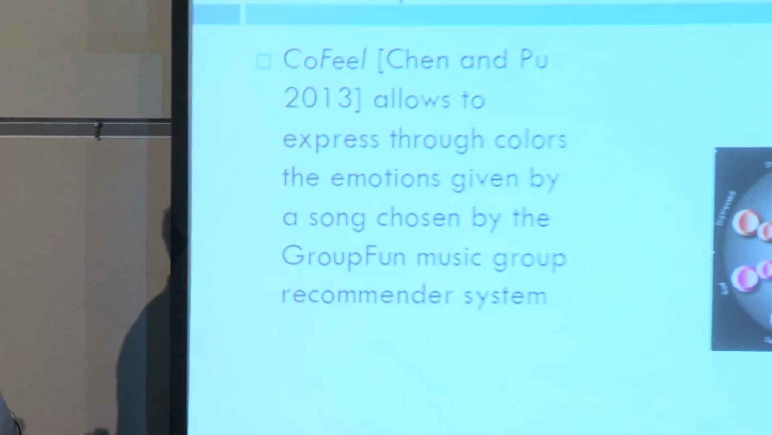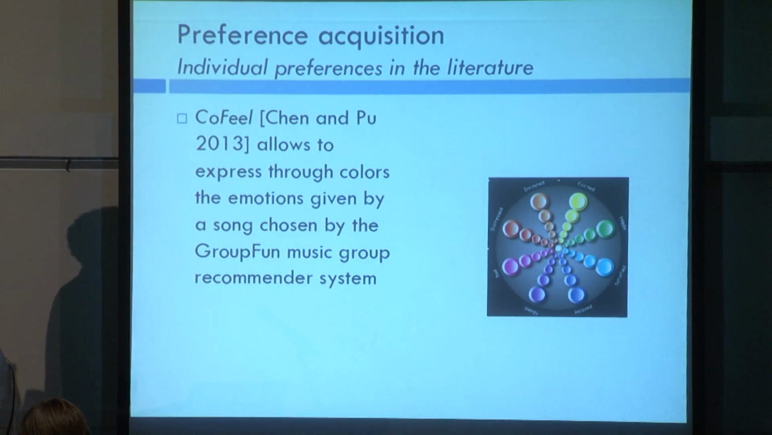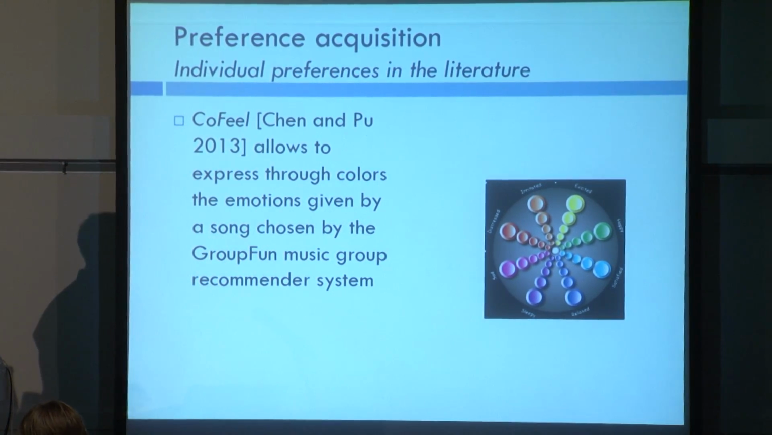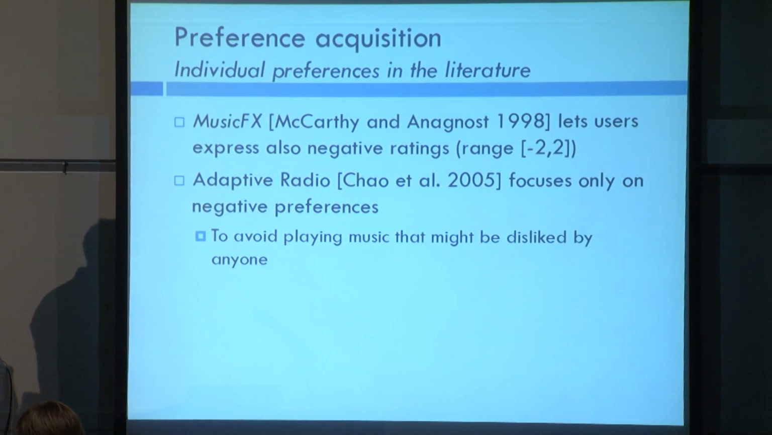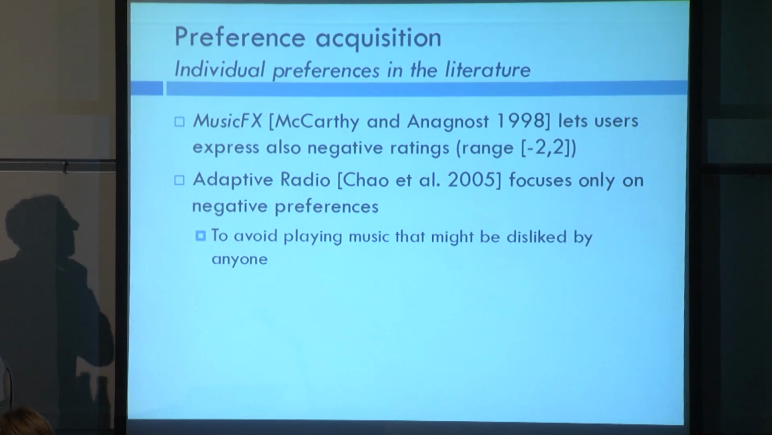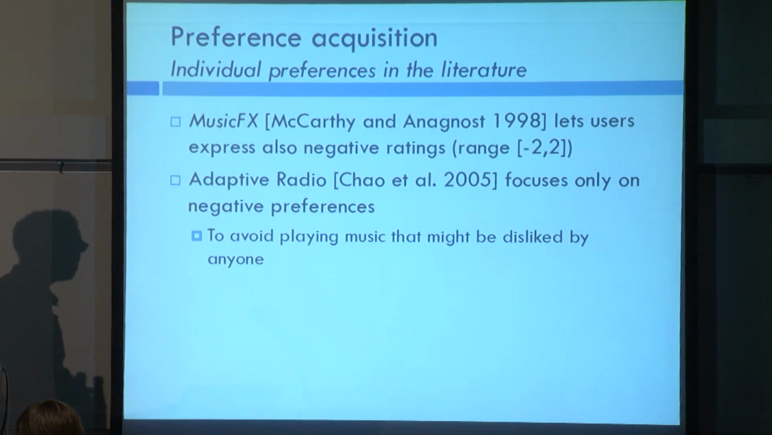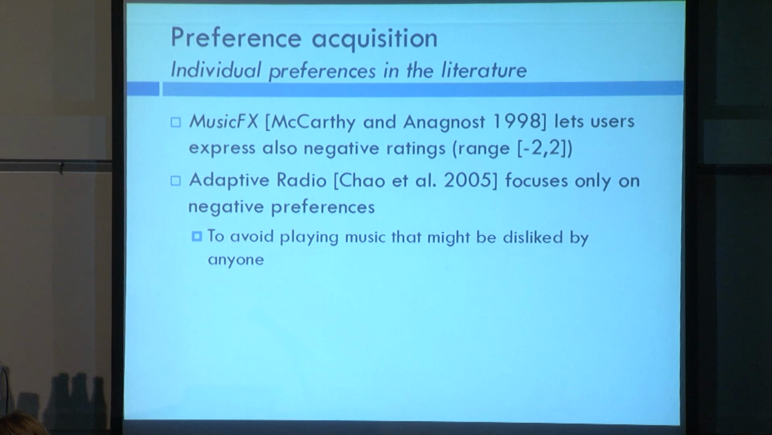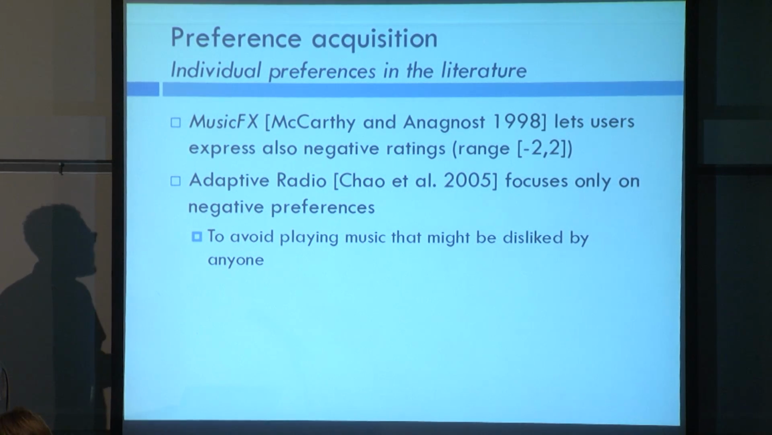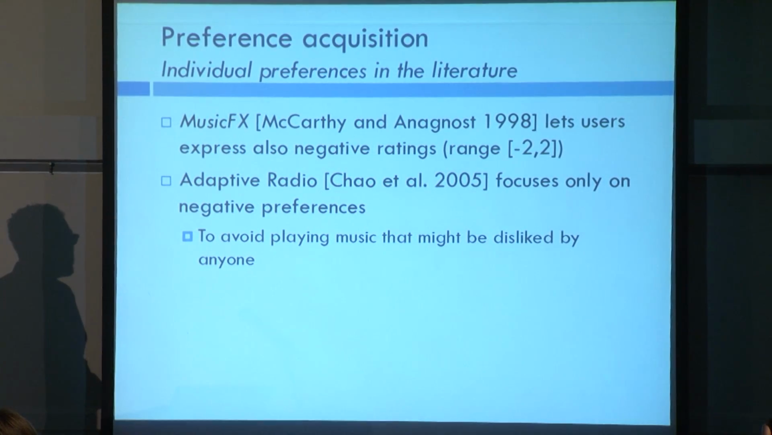So here you can see that each user has a set of emotions he can express, and he can also express the intensity, so if the song makes him feel agitated or excited or happy or whatever. Another particular example of individual preferences is Music Effects, which lets users also express negative ratings. So the users can express preferences in a range from -2 to 2. Or Adaptive Radio, which makes an even stronger assumption and considers only negative preferences to avoid playing music that might not be liked by someone. So the system says, okay, if this artist or this album is not liked by one member, I will avoid playing this music for this group.